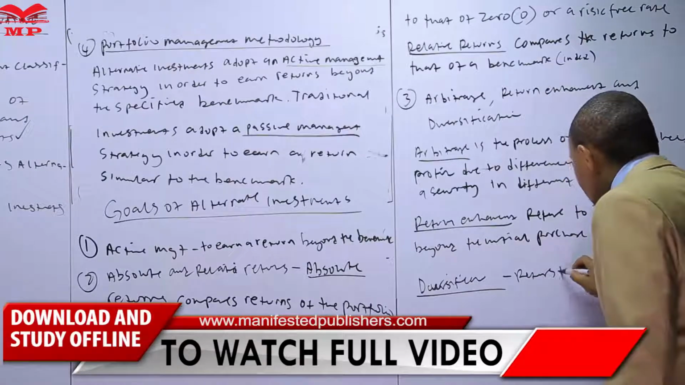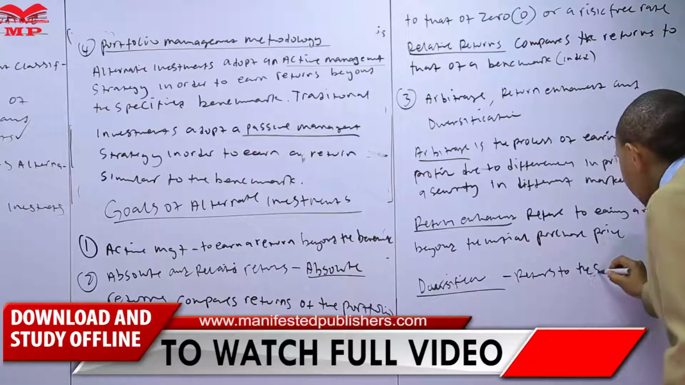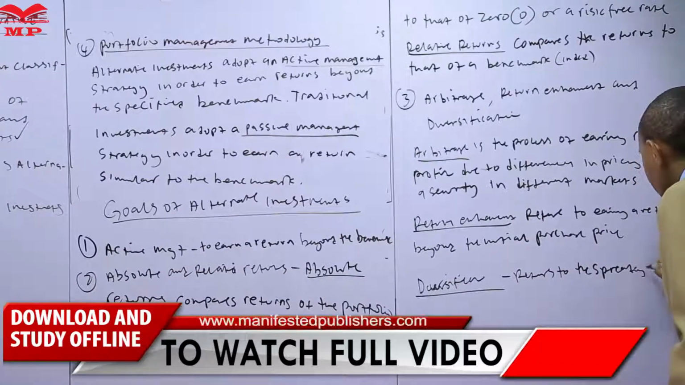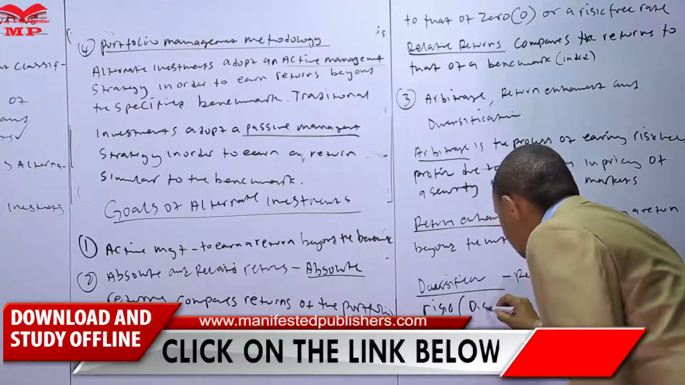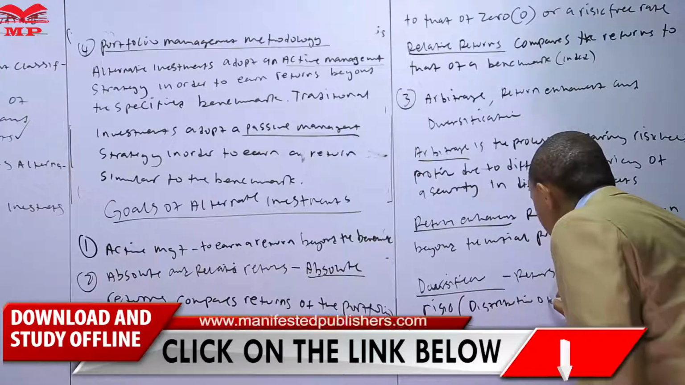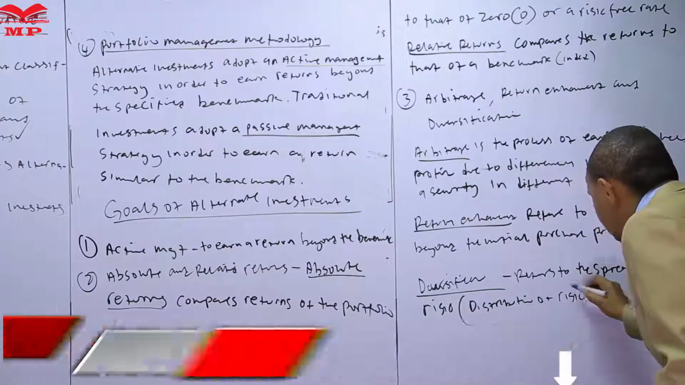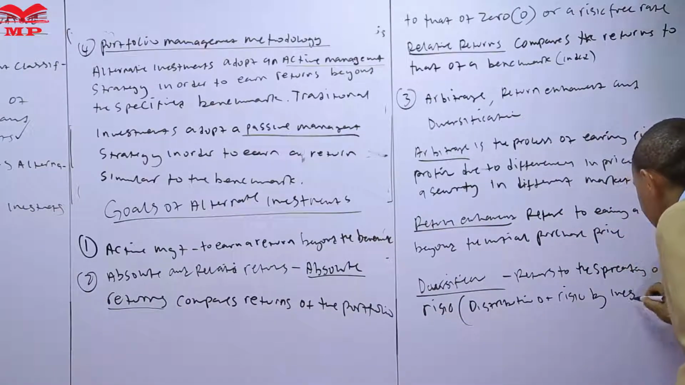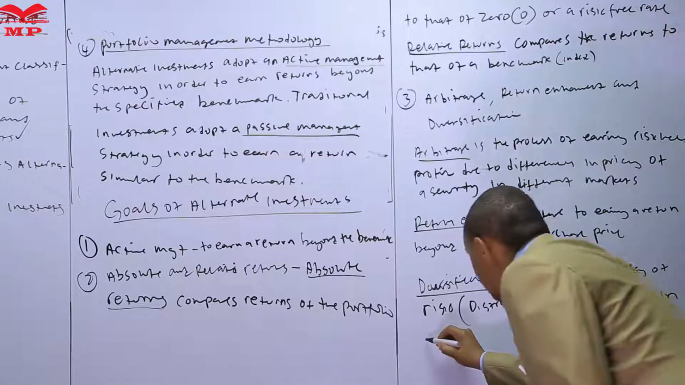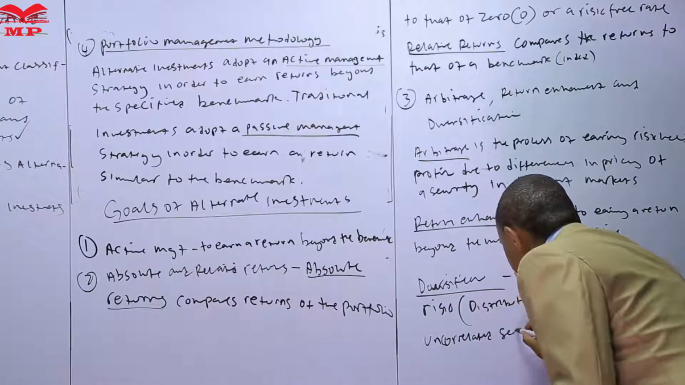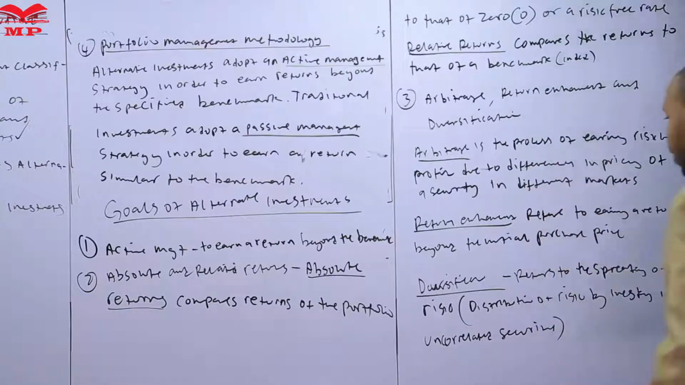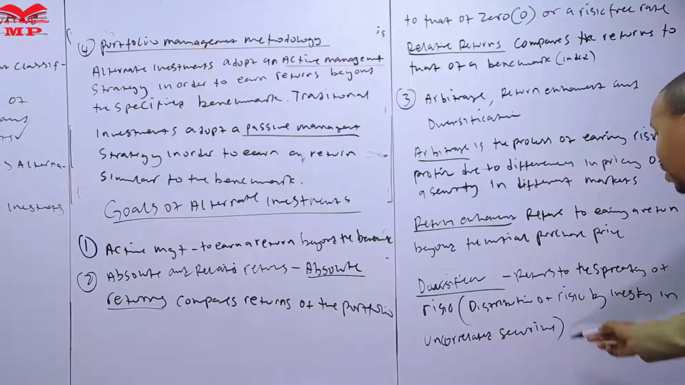refers to the spreading of risk, or distribution of risk, by investing in uncorrelated securities. That's what we're saying is diversification. It refers to the spreading of risk or distribution of risk by investing in uncorrelated securities there. That is what we're saying is diversification.